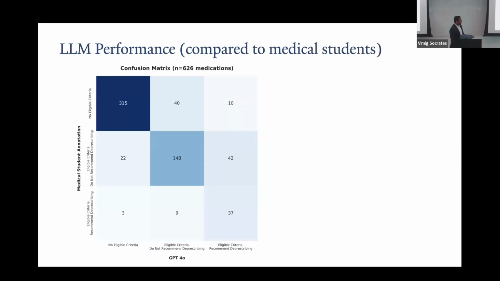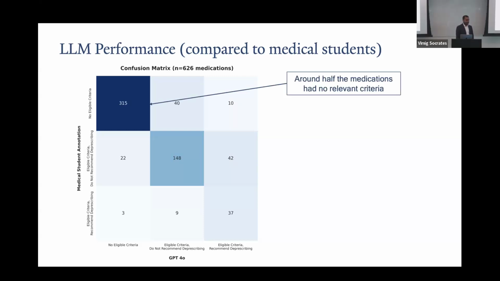So this is a confusion matrix. A lot of you would be familiar, but if not, this is what it looks like. Along the x-axis here are recommendations made by the GPT model, and along the y-axis here are medical student annotations. This column would be cases where the LLM believed that there was no criteria relevant to that medication at all. The middle column is there are relevant criteria, but the LLM doesn't recommend deprescribing. And the last column is there are relevant criteria, and they do recommend deprescribing.